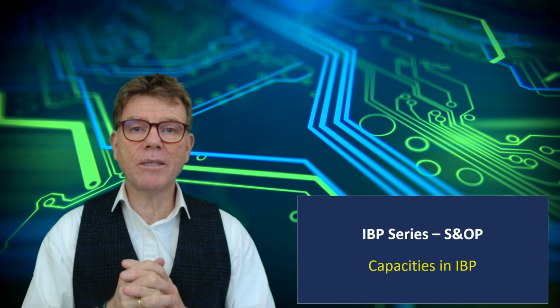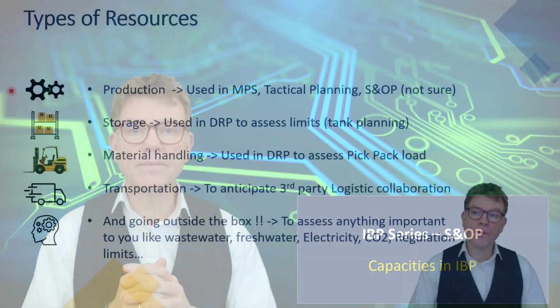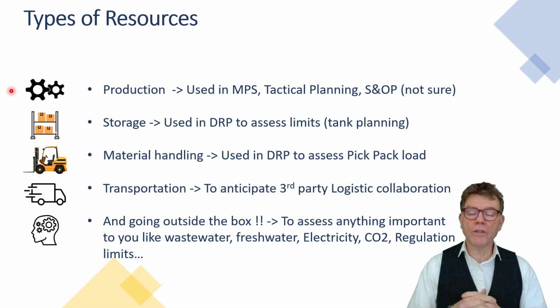We will see today the resource and the capacity management in IBP. So first, what type of resource can we define in IBP? They can be of 4 different standard kinds and one more of my own. The first one is production. So it's anything that you could place in recipes in order to manage your planning, your production planning. This is normal production resource.